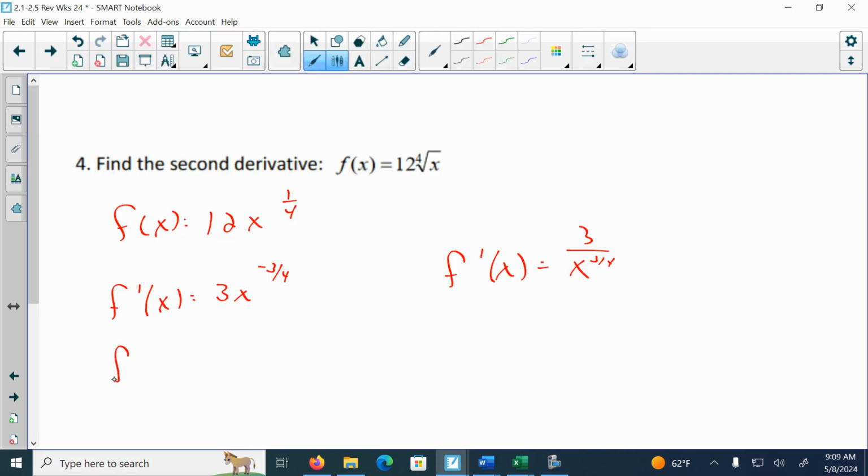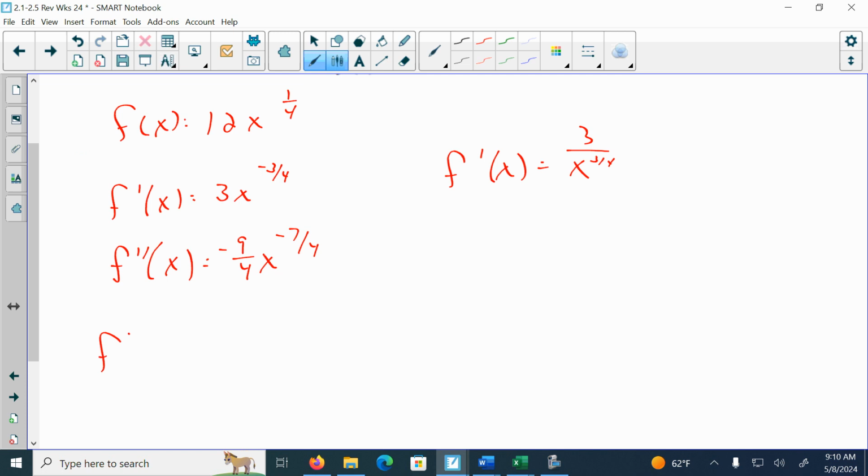So to find the second derivative, I'm going to take that 3 times negative 3/4, get negative 9/4 x, subtract 1 from that power, so that will be negative 7/4. Now, since this is my final answer, I have to write it without a negative exponent. So here's the negative 9, here's the 4, x to the 7/4. And that is the second derivative.